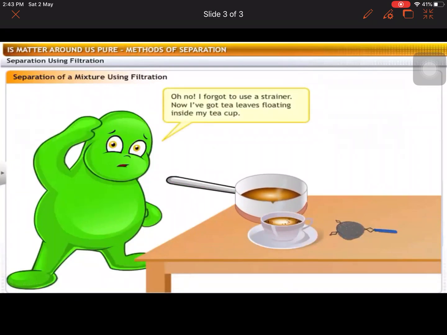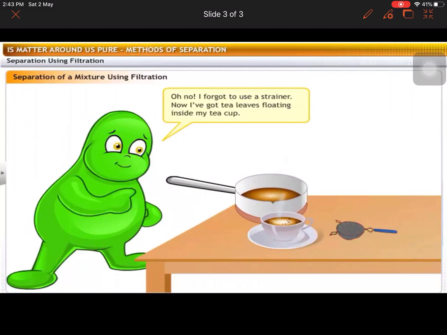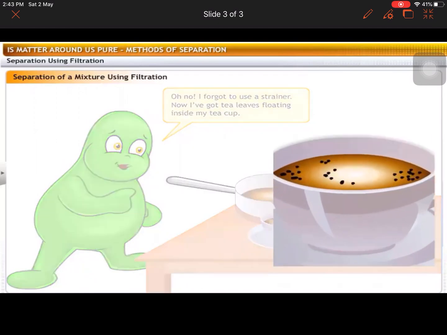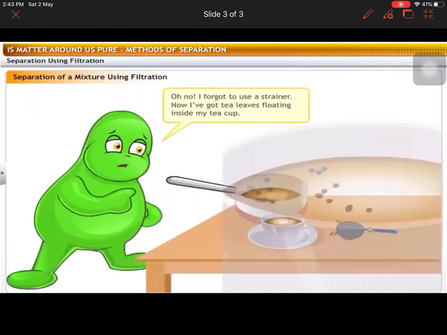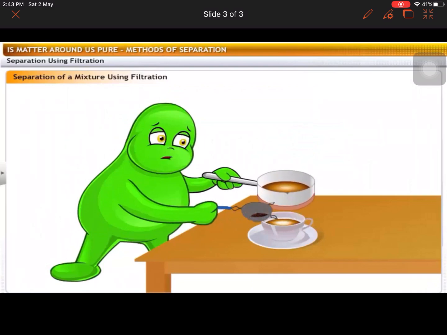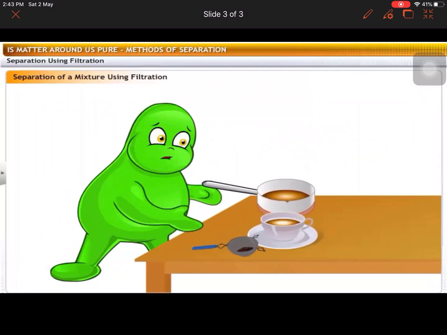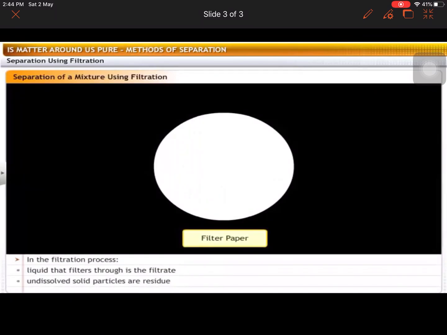Oh no. I forgot to use a strainer. Now I've got tea leaves floating inside my teacup. Using a strainer to strain tea leaves is very similar to the process of filtration. Filtration is a process by which insoluble solids can be removed from a liquid by using a filter paper.